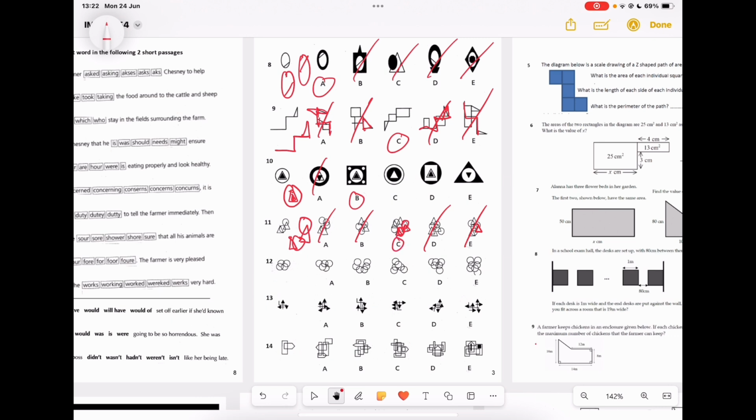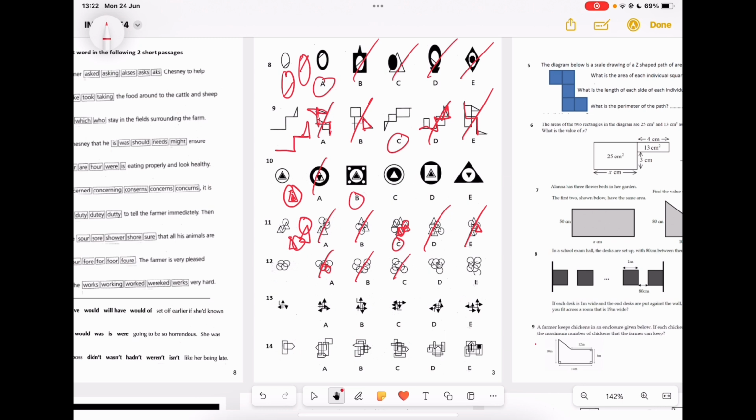Then we have question 12, which is 4 circles all together. And that means that, well, it's not going to be A because these circles are on different levels. It's not B, not C. It could be D and it could be E. So between D and E, how we're going to find our answer is by looking at the overlapping. So we need to make sure that the shapes are overlapping in the same way.